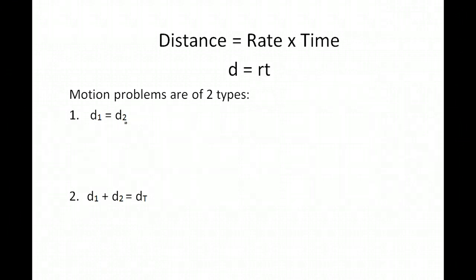Now, for this type of problem, d1 equals d2, you are going to have two guys who are starting, and maybe one's going faster and the other one's going slower, but eventually one catches up to the other one and they go the same distance. The lines show me the distance that was traveled. Those are called catch-up problems.